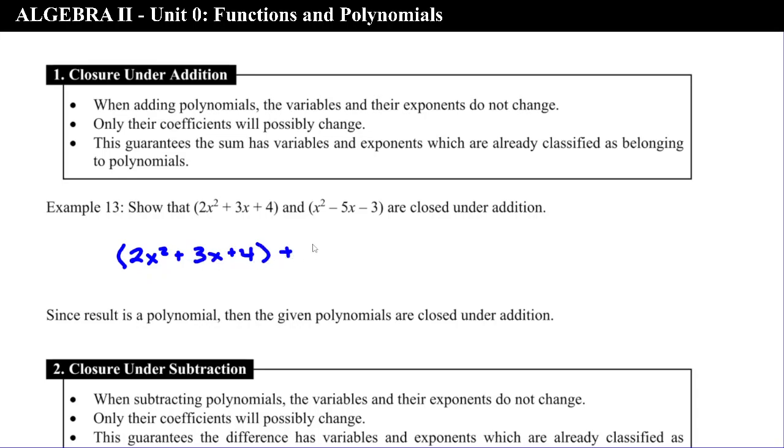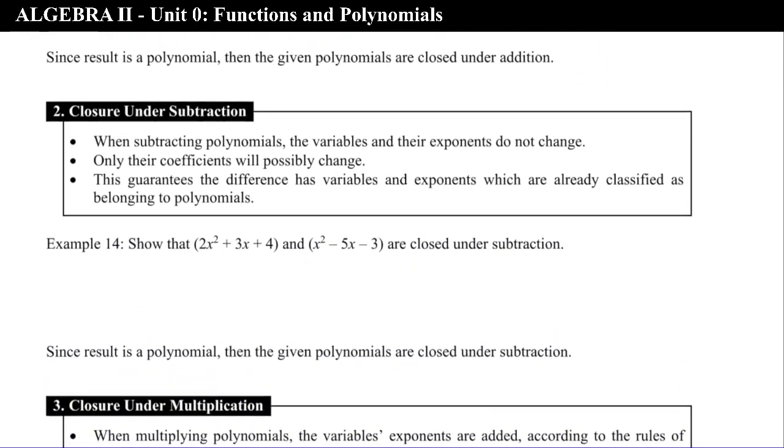And if we add it to another polynomial, x squared minus 5x minus 3, then your resulting polynomial is going to be 3x squared minus 2x plus 1. That result is also a polynomial. So when you add two polynomials together, what you end up getting is a polynomial. So since that's always going to be the case, then we can say that polynomials are closed under addition.